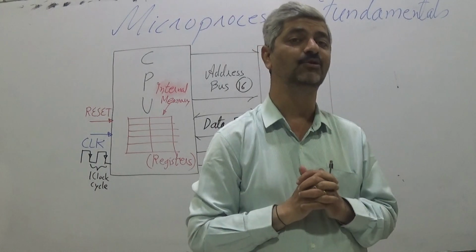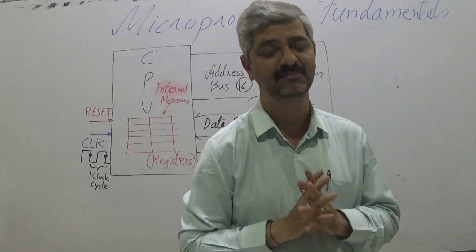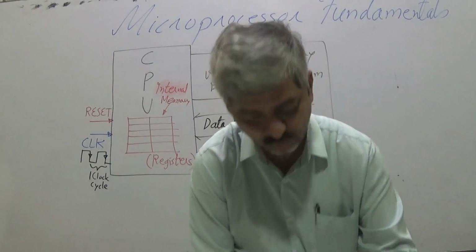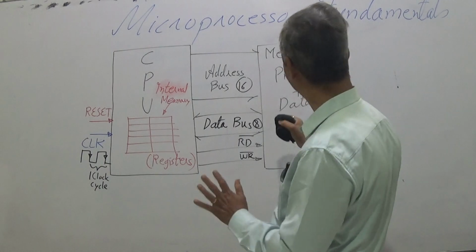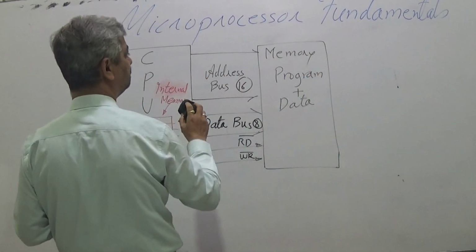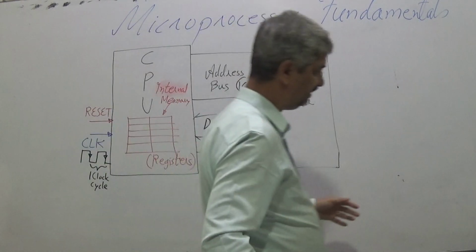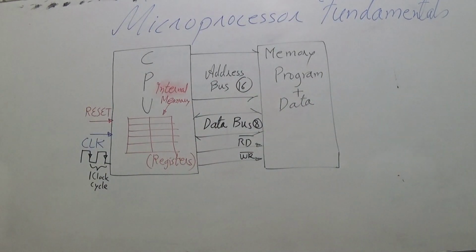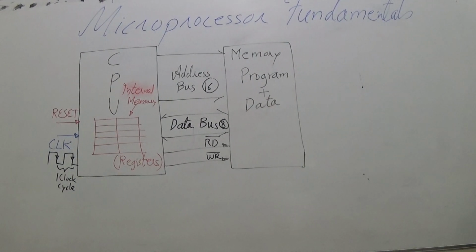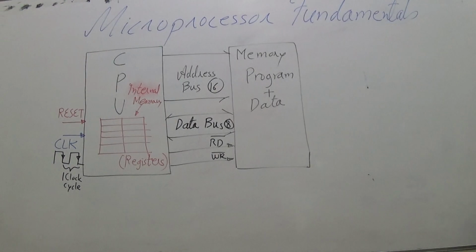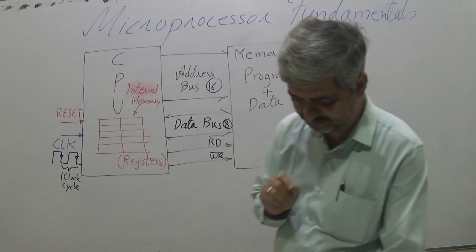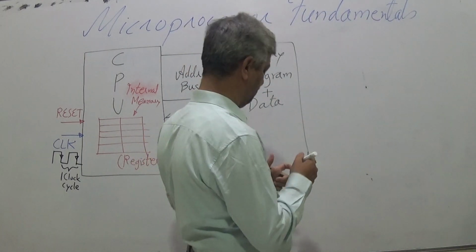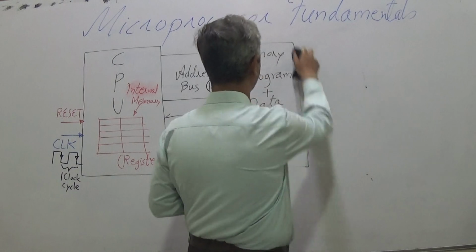Now, what is a memory location? We have to go into those details. What is a memory location? I will explain that in a very systematic manner. First I will explain 1 bit memory. That is a flip-flop.